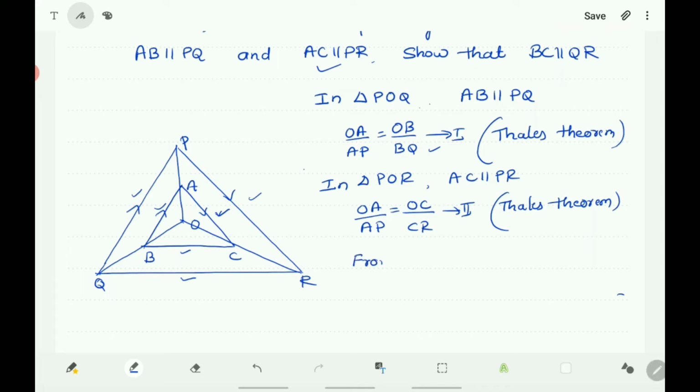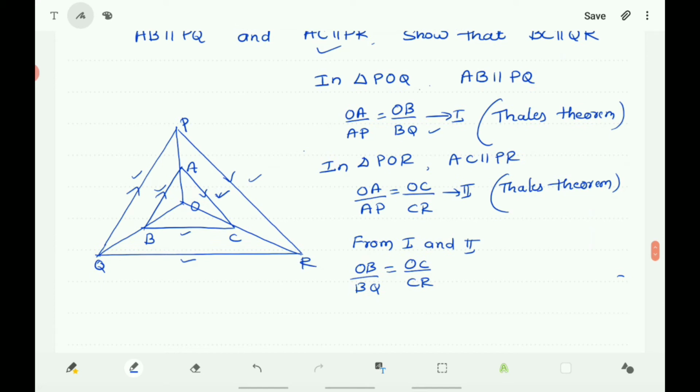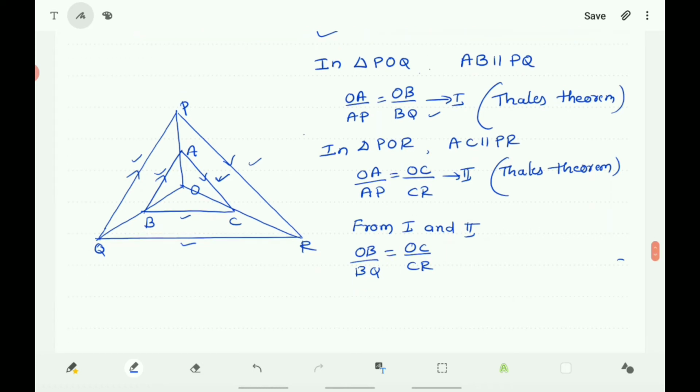Therefore you can write from first and second, that is OB by BQ is equal to OC by CR. So this is the same ratio, that is the line BC divides OQ and OR of the triangle OQR in the same ratio. So this is in the triangle OQR. So you got that in triangle OQR, BC divides OQ and OR in the same ratio.